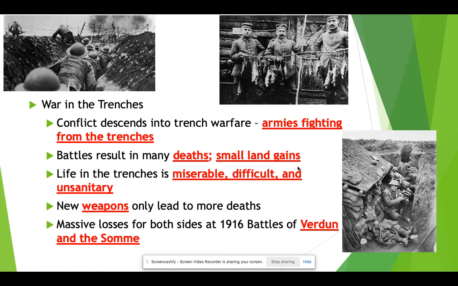New weapons. This is an industrialized world, and so with this industrialization, we're going to see countries start to shift their economies, their factory systems, to produce for this war effort. And we will see where one country comes up with a military technology, another one's going to counter it. And so what are these weapons going to do? They're going to lead to more deaths. Massive loss on both sides at the Battle of Verdun and the Battle of the Somme. And we're going to look a little bit more into that in our PBS series called Slaughter.